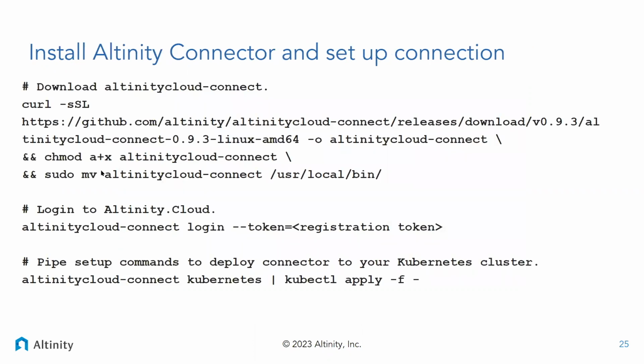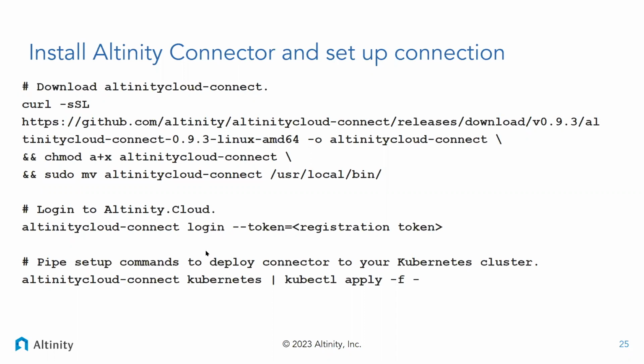What do those commands look like in practice? This is a quick example. This is downloading the software. Once you've got it and it's executable, you can go ahead and do the login, and then generate the script and apply it to your cluster. If you're like me and a little bit paranoid, you can just say Altinity.Cloud Connect Kubernetes, and it will spit out everything that it's going to do. You can have a quick look at it, or your security people can have a look at it to make sure there's nothing untoward.